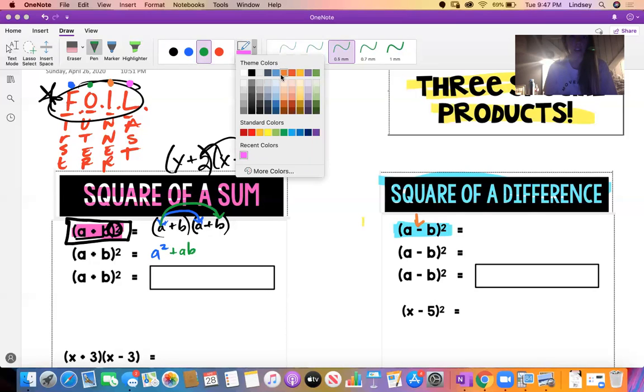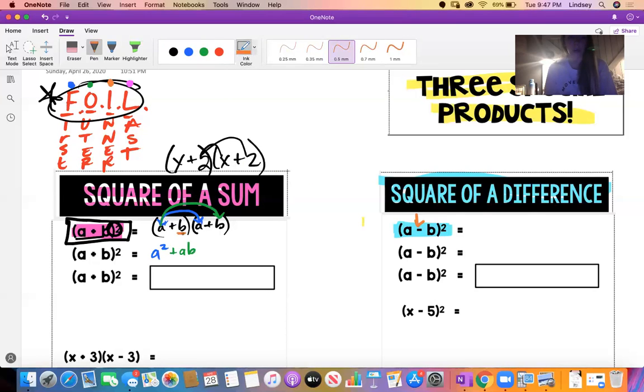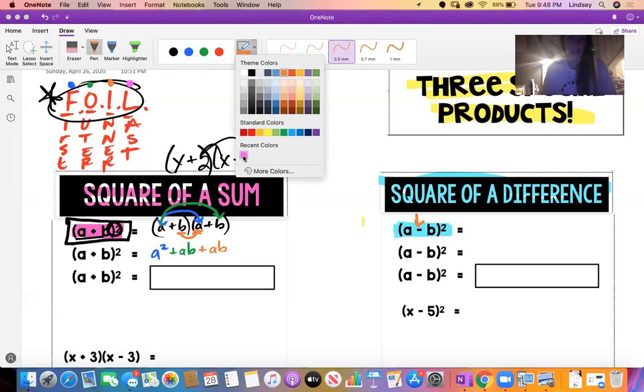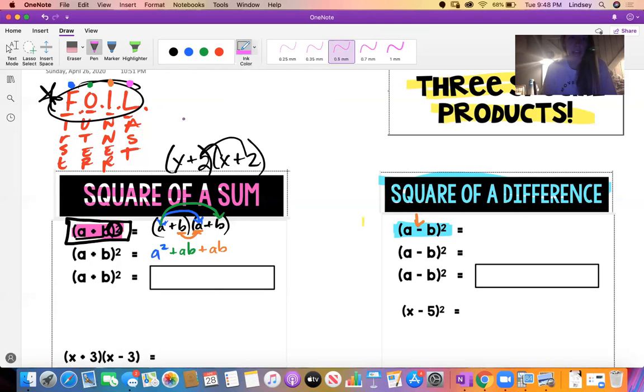Inner. We have this inner number times this inner number. See how they're both on the inside of this whole problem? So that's B times A. And typically when you have variables, you write the letter that comes first in the alphabet first. So that would be AB. And then finally, we have last. The last number in this one times the last number in this parenthesis. So that's B times B, which would be B squared.